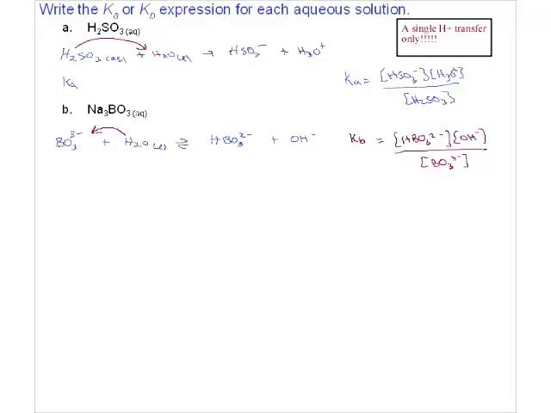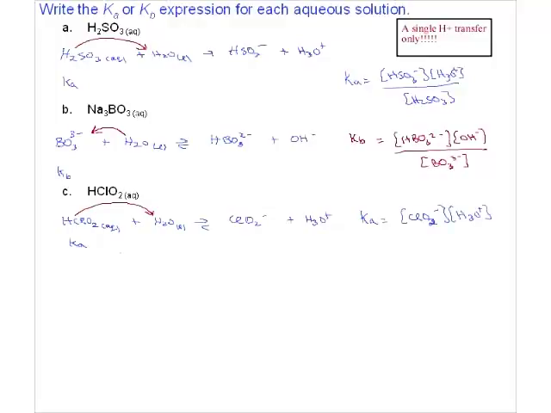Another example, here's another one, hypochlorous acid, HClO2. We simply look at this and say, okay, that's an acid. It's going to donate a single hydrogen, so this is going to be a Ka value. So that gets transferred over there. So this is a Ka, and in this case it's going to be ClO2 minus times H3O plus. There's H3O plus on top again because it's a product, and then HClO2. Okay, Kbs have OH minus on top, Kas have H3O plus. And here finally is the last one.